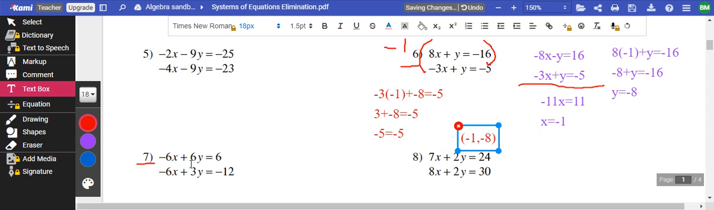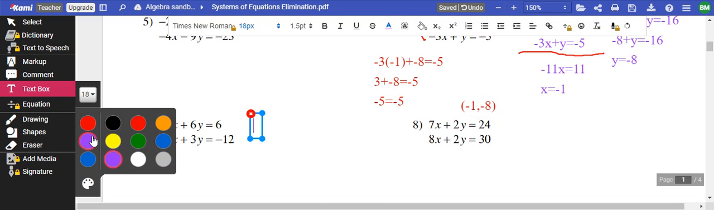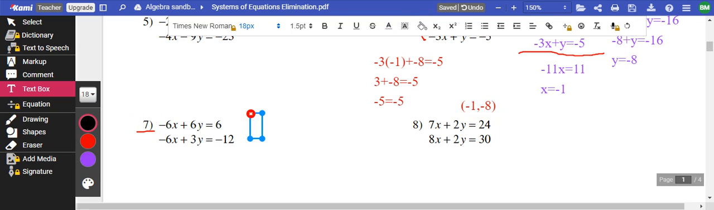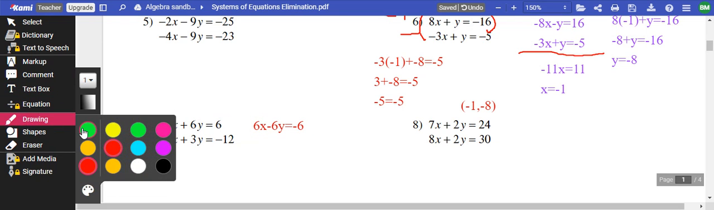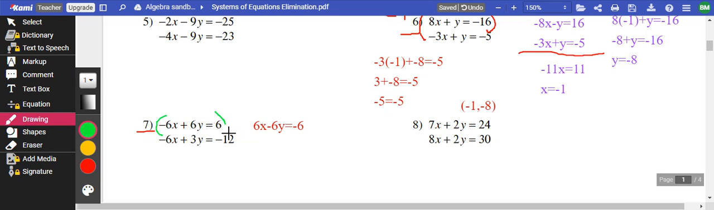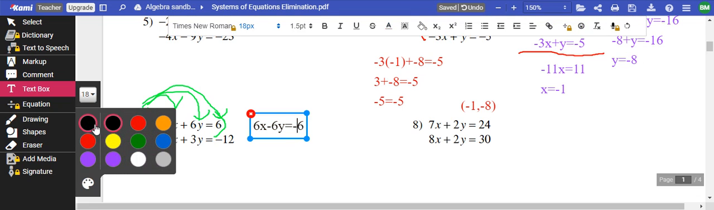Okay. We can also do this by timesing a negative 1 and it becomes positive. So I can end up with 6x - 6y = -6. Again, I times everything here. Let me do it. I times all of this by a negative 1 and then distributed it. That's what I'm doing. All three things.